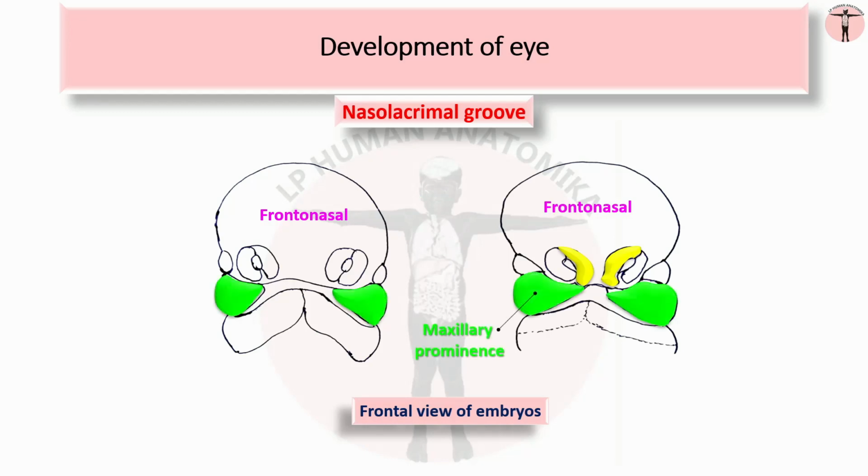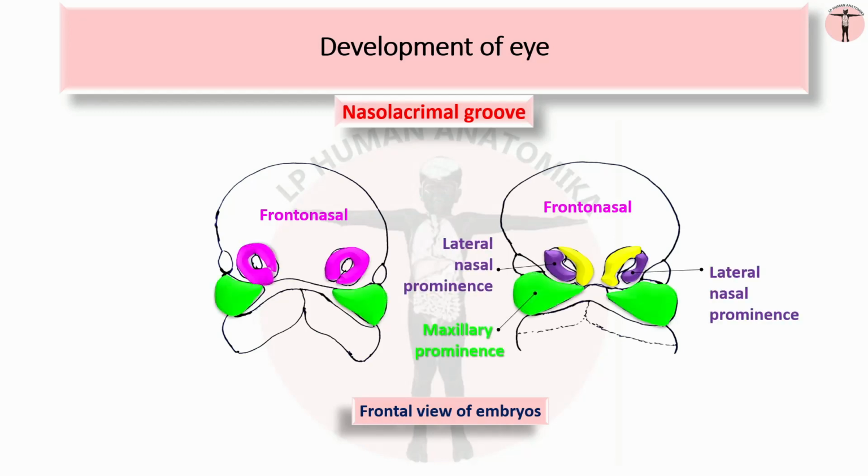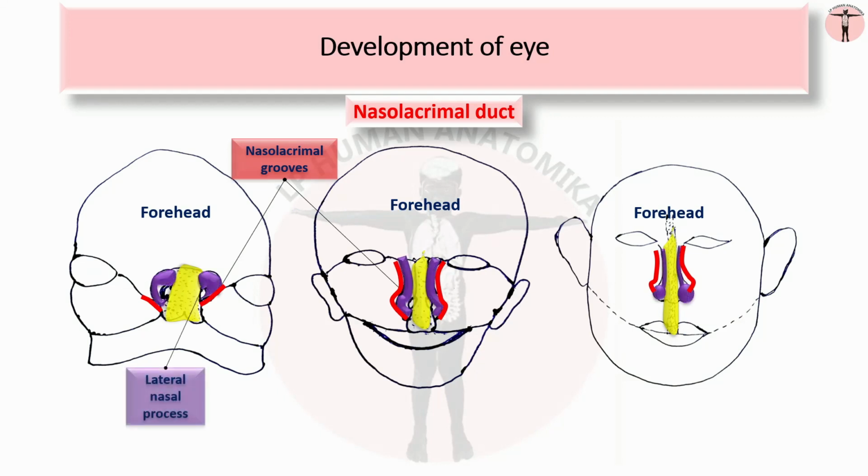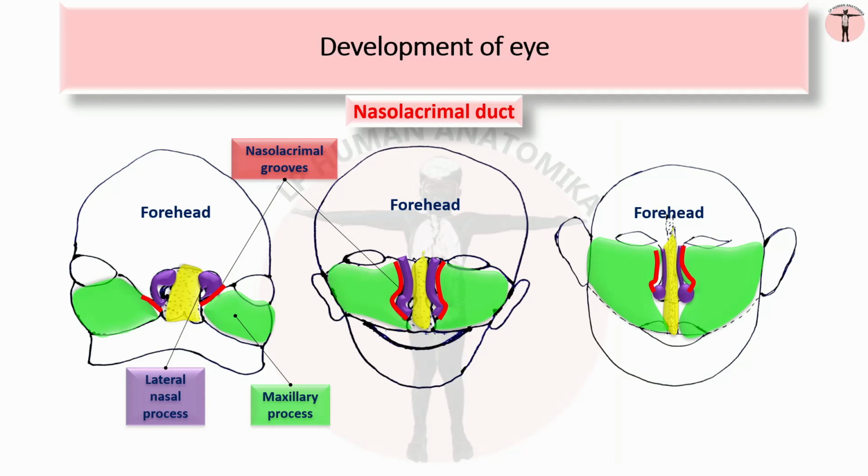Initially, the maxillary prominences and the lateral nasal prominences are separated by a deep furrow or cleft called the nasolacrimal groove. So, these are nasolacrimal grooves forming between the lateral nasal processes and the maxillary processes as the development proceeds. Let us enlarge the nasolacrimal groove and see its further development.